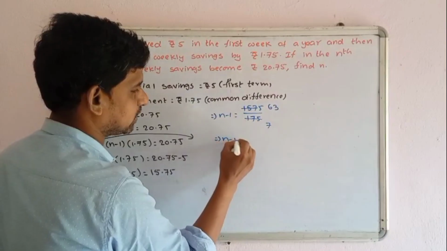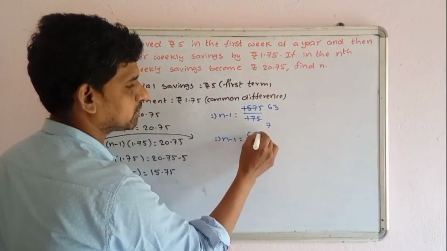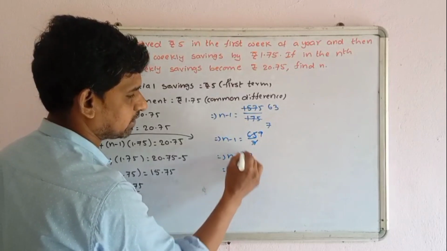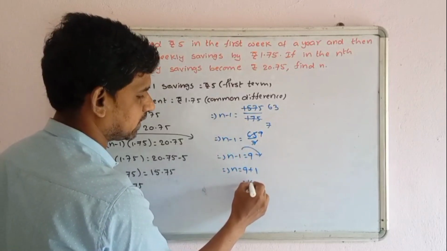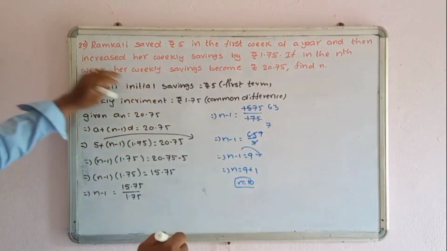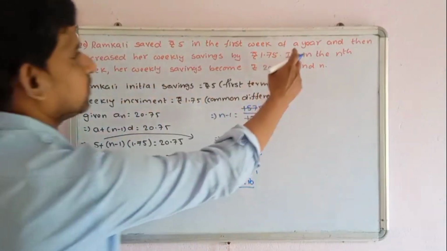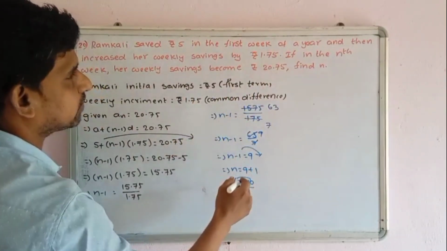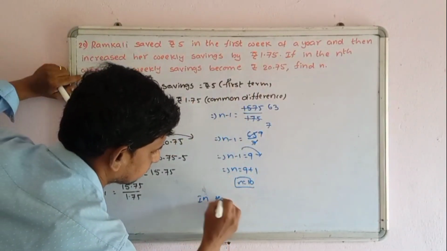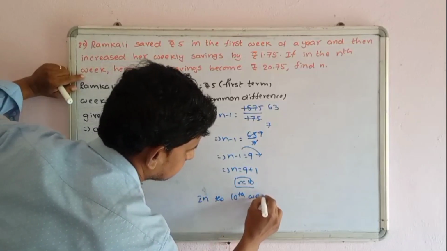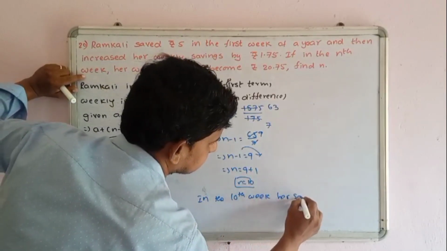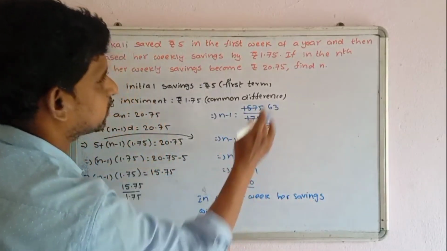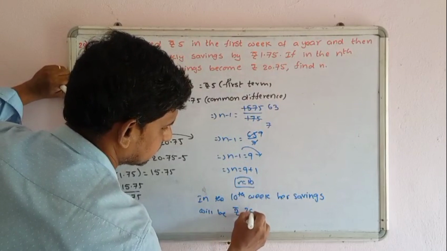So n minus 1 equals to 63 by 7. How many times? 9 times. So n minus 1 equals to 9. So n equals to 9, minus 1 transpose right side plus 1, so 10. n equals to 10. Okay, so if in the nth week her weekly savings become 20.75, find the value of n. So in the 10th week, her savings will be 20.75.